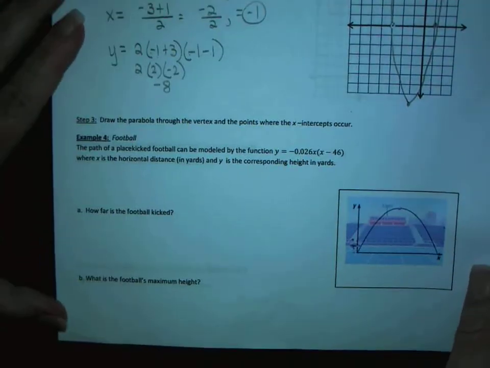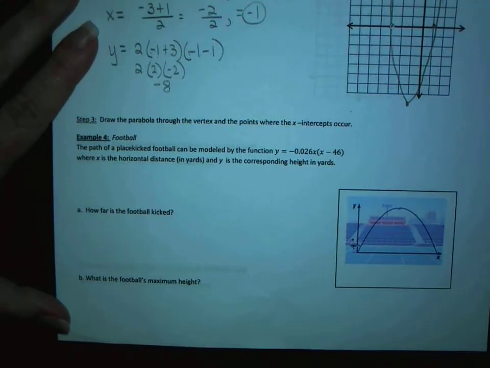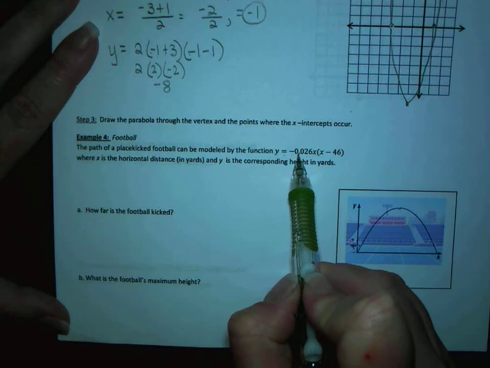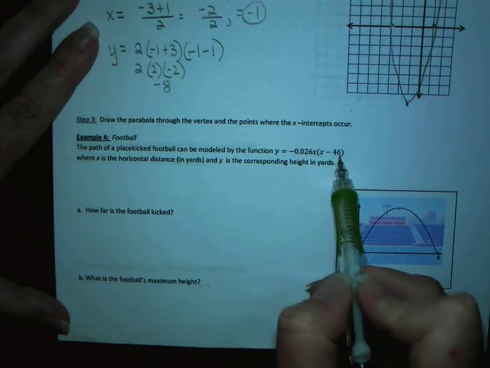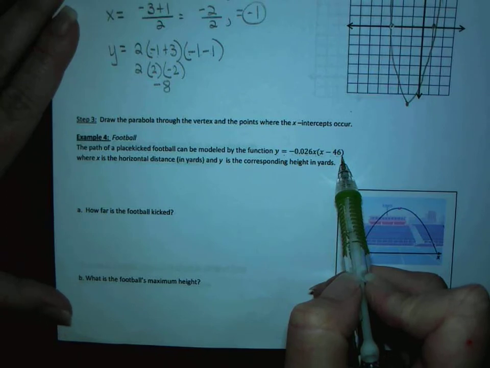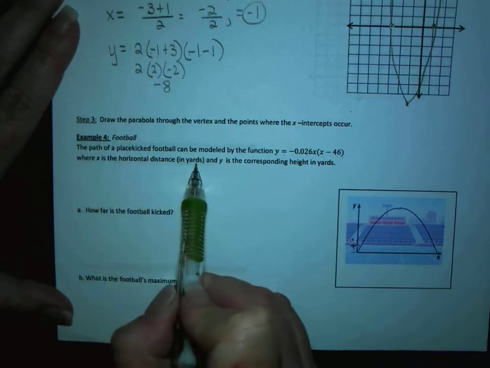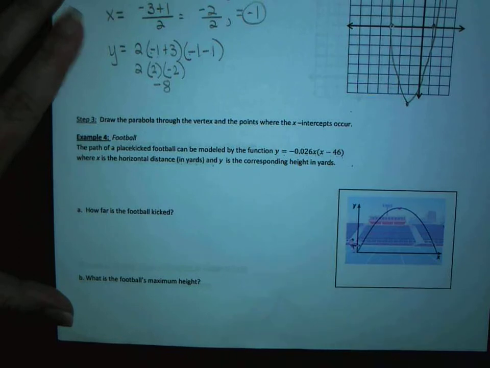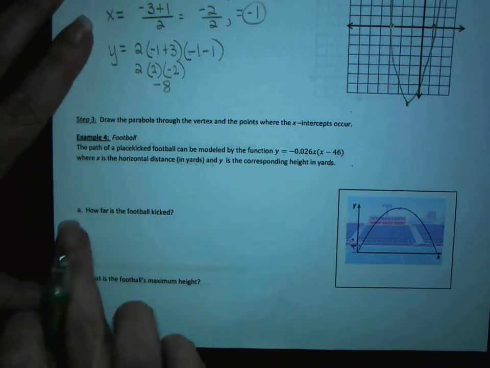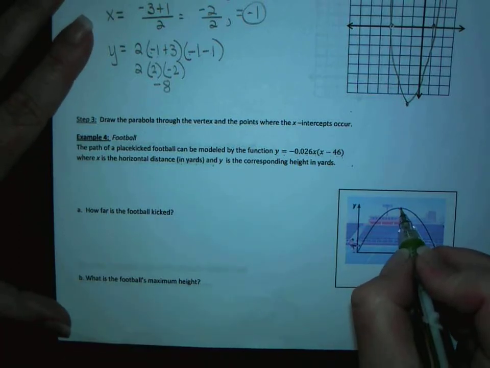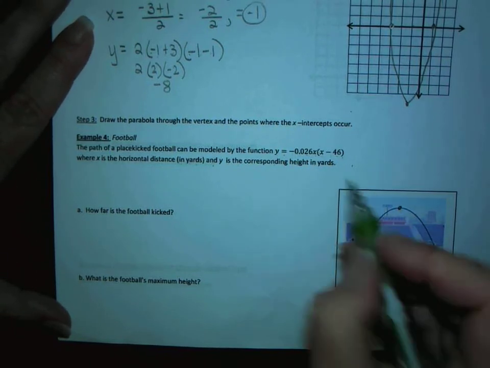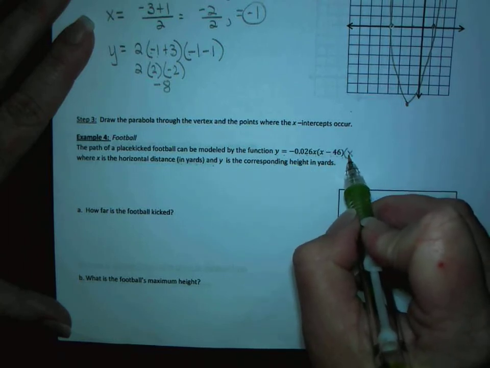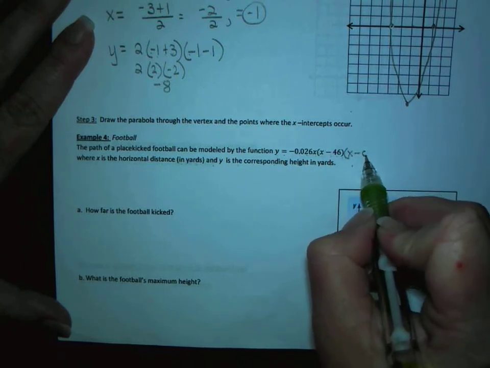All right, football. The path of a place kick football can be modeled by the function y equals -0.026x times (x minus 46), where x is the horizontal distance in yards and y is the corresponding height in yards. Okay, how far is the football's maximum height? All right, so it's asking you what the maximum height is and how far it is. Okay, so what do we know? Well, we have two binomials here, so we could probably safely go ahead and just write that.